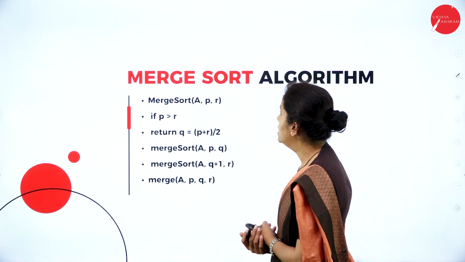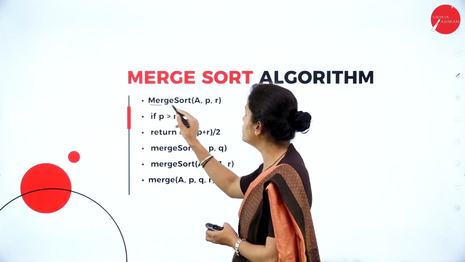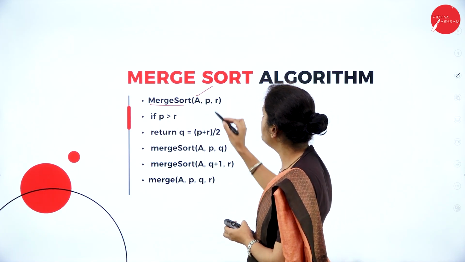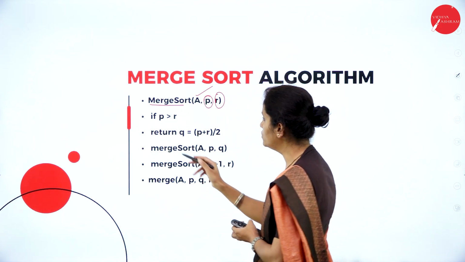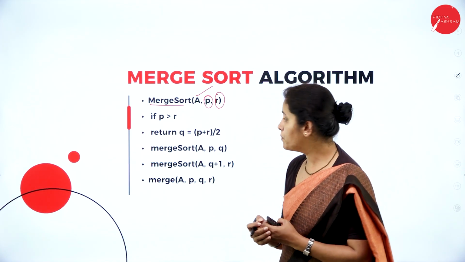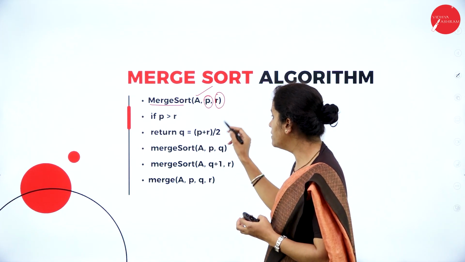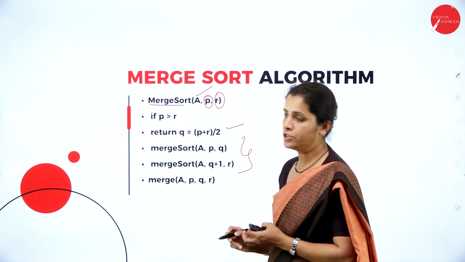Okay, fine. Now let me consider the merge sort algorithm. So I'm going to have merge sort, where A is nothing but the array name, with lower index and higher index. Initially, to divide the complex problem into sub problems, what I will do is P plus R divided by 2. Then I'm going to call the recursive function.